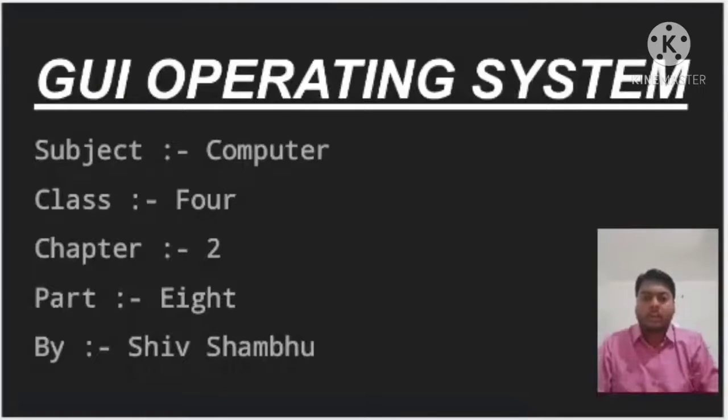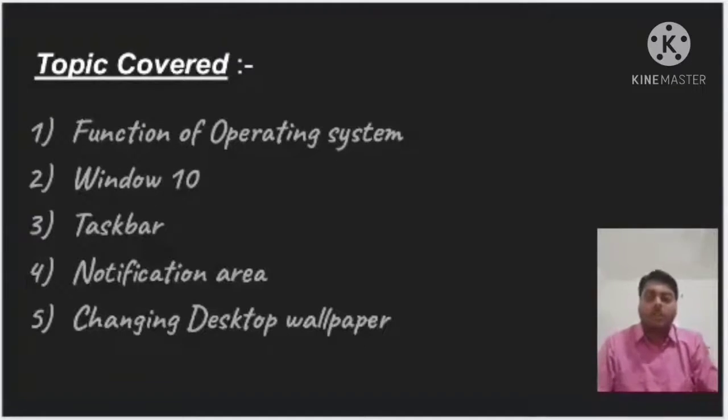So this is the video of your computer class, class 4, chapter 2, part 8. And the name of the chapter is GUI operating system, graphical user interface operating system. Okay. And the topics covered were the functions of an operating system, that is, what are the functions of an operating system, and Windows 10, about Windows 1.0 also, and 10 also.